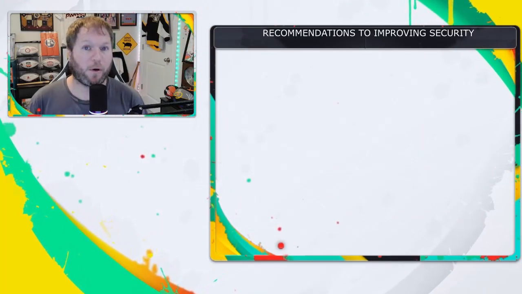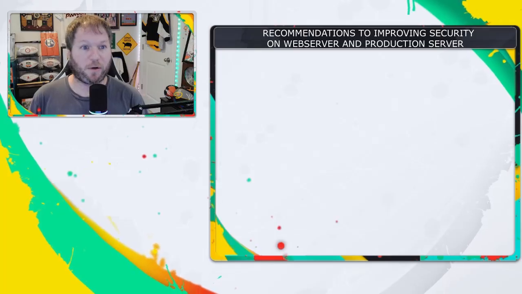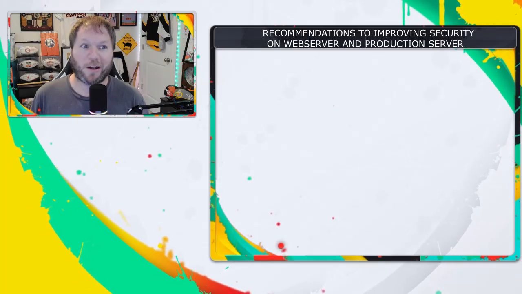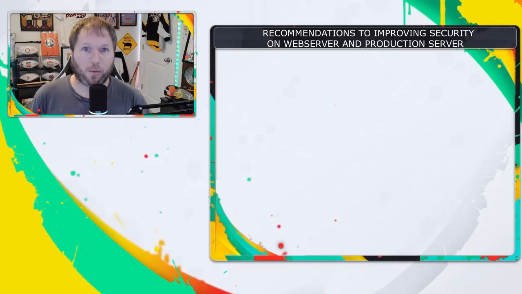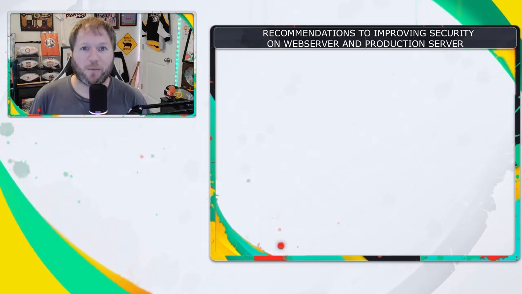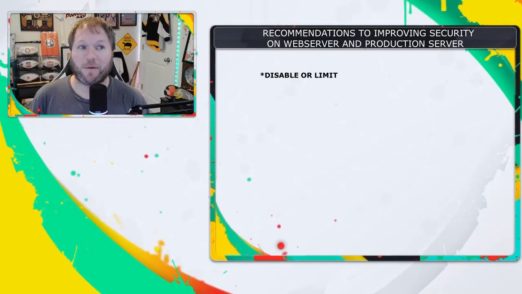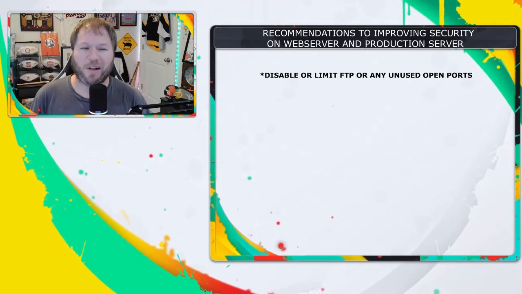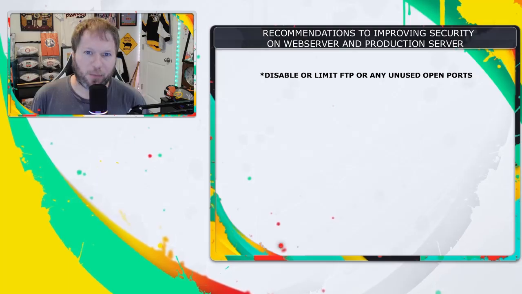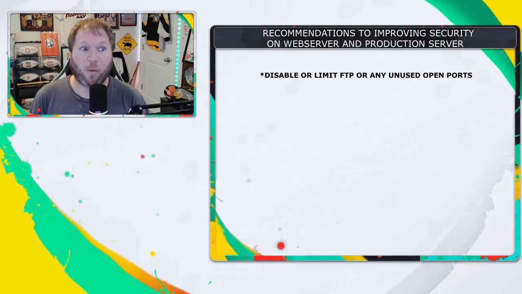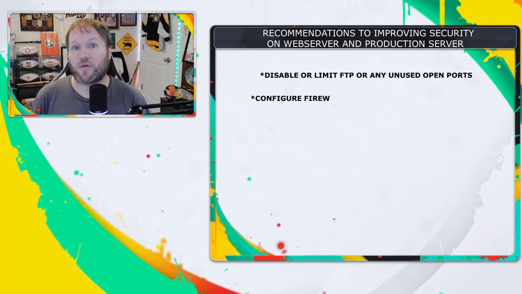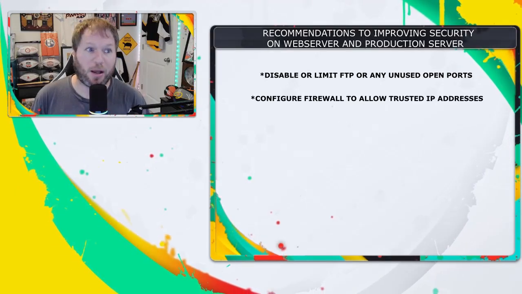And finally, we're going to make some recommendations for the client to beef up their security. As you can see, their production server and web servers are very vulnerable to attack. The first one would be to disable or monitor the FTP, and most likely you want to use SFTP, which is more secure and can encrypt data. A firewall: you can use a firewall to limit inbound traffic to only trusted IP addresses.